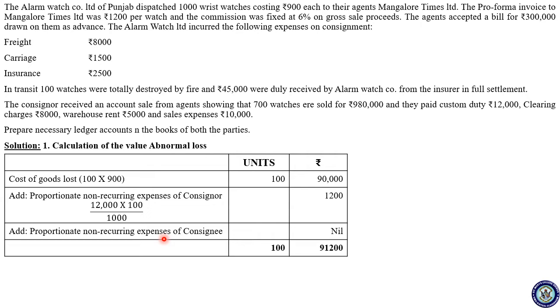So the goods have been lost in transit. So the proportionate expenses of the consignee are not added because he has not received the goods. So we are not adding the proportionate non-recurring expenses of the consignee. The sum total of that is the value of abnormal loss, that is 91,200.